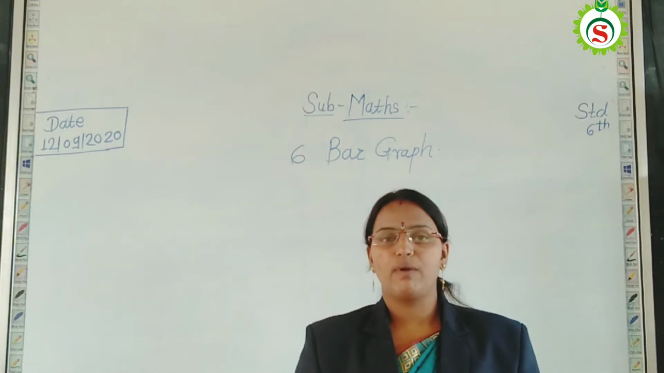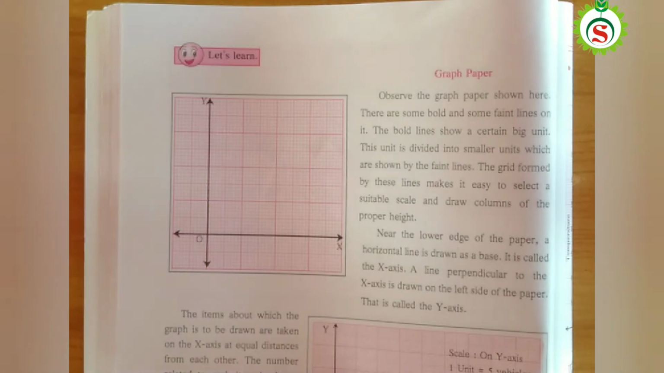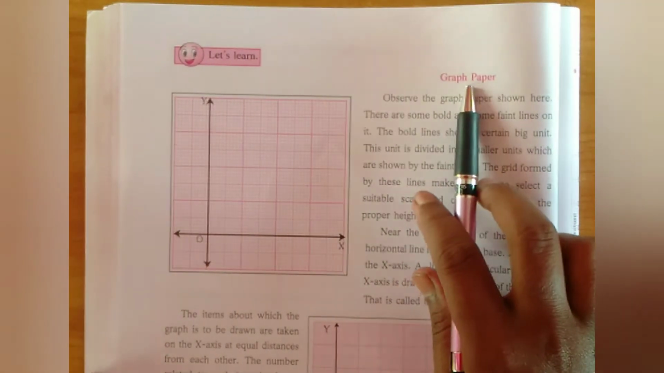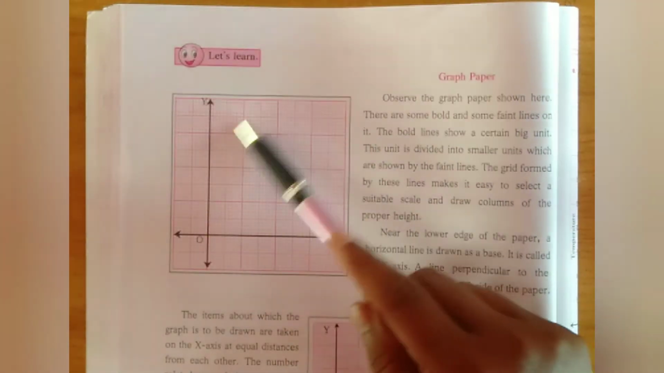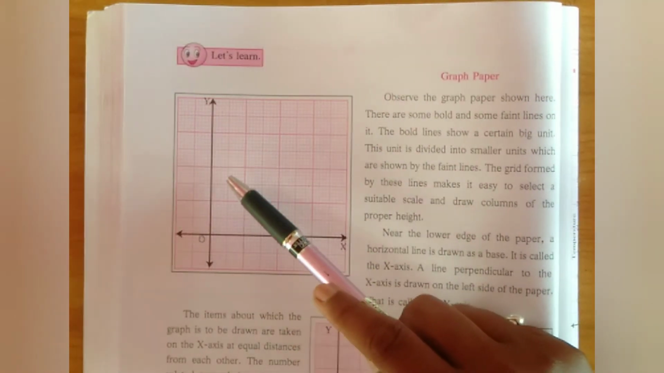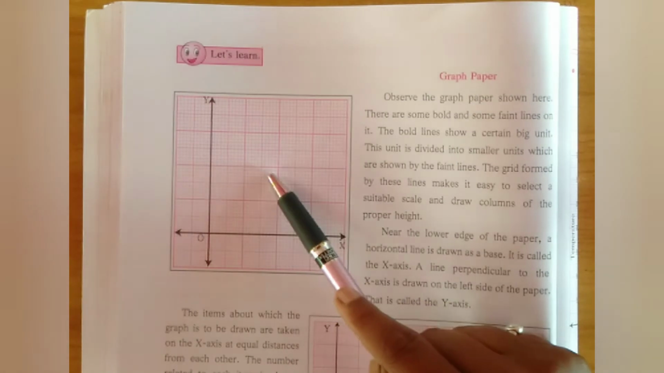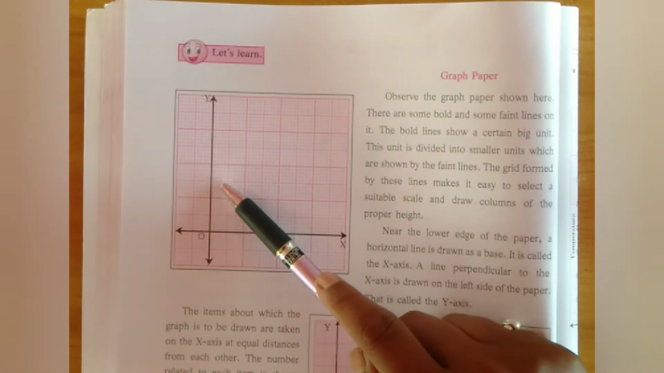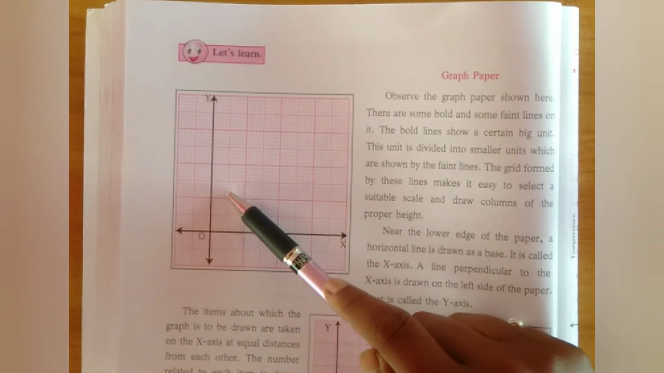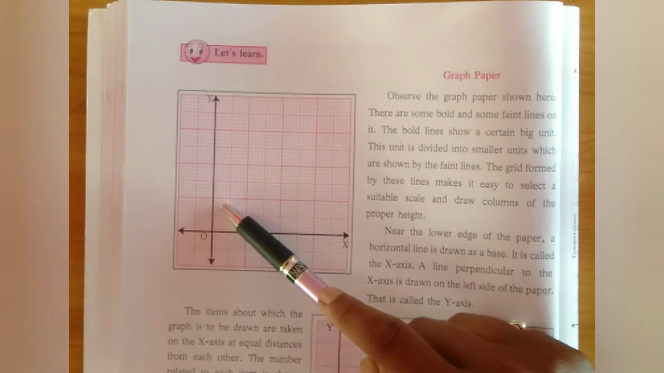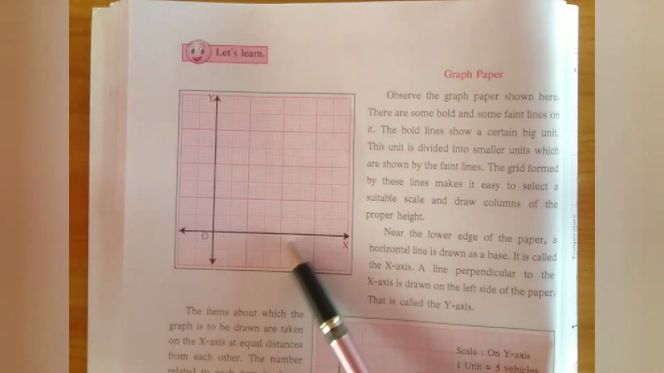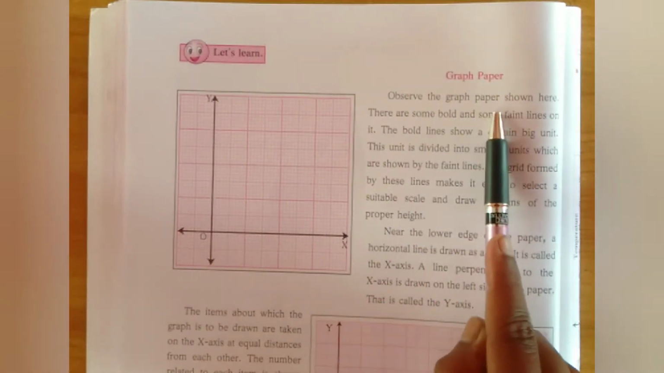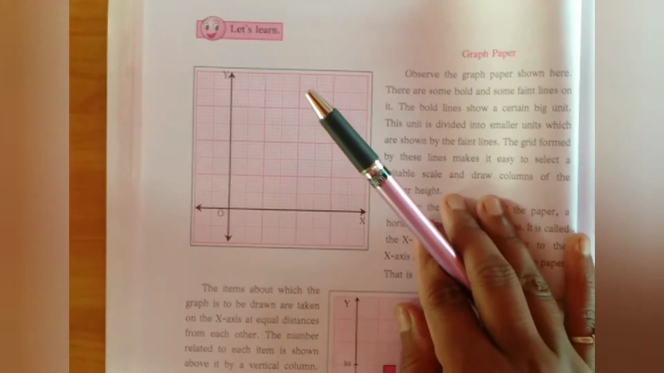Now you see in your textbook. I will explain. So students, graph paper. We will see detailed information about this graph paper, means how to read the scale, where is the x-axis, where is the y-axis. That all we will see one by one. Okay, this is the sheet of graph paper. Observe this graph paper shown here.